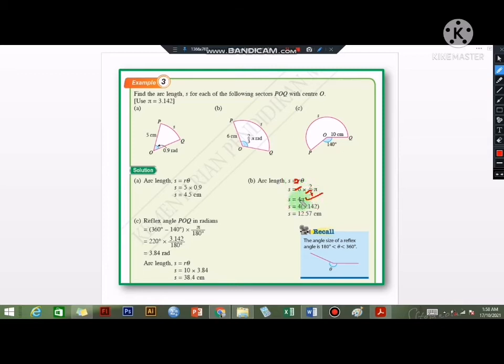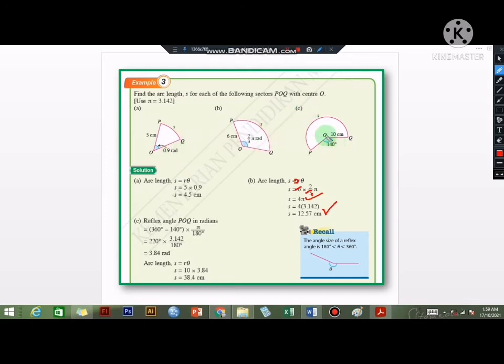This one is 4 pi. After you get 4 pi, the value of pi is already stated to you. Pi is equal to 3.142. So 4 in bracket 3.142. And then put it in your calculator, then you will get the answer, 12.57 centimeter. Okay, let's look at C. For A and B, there is no problem because the data was already in the form of unit radian.